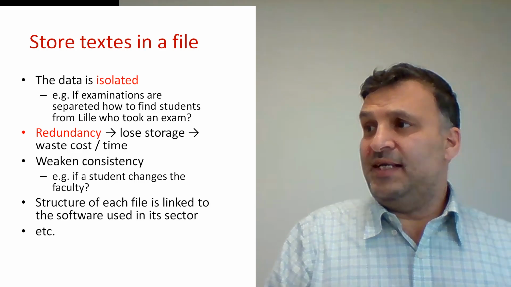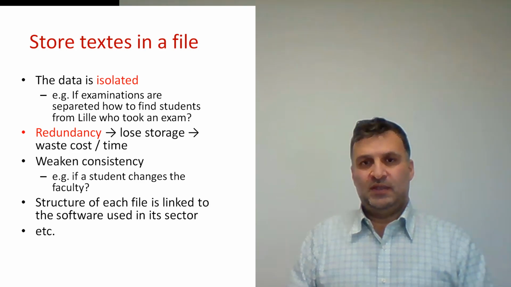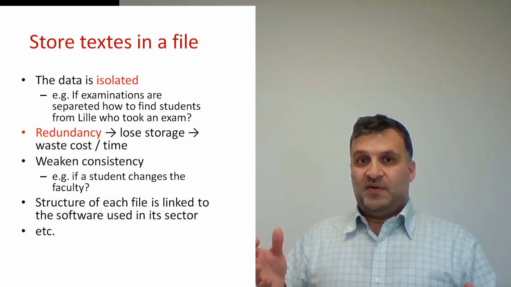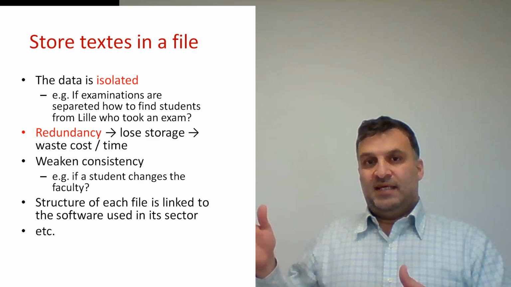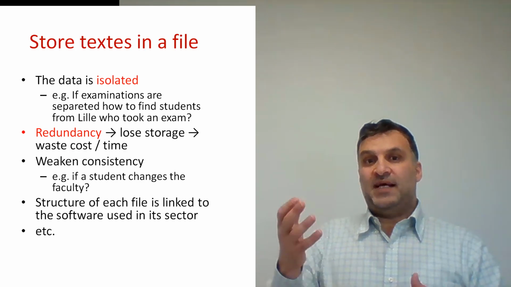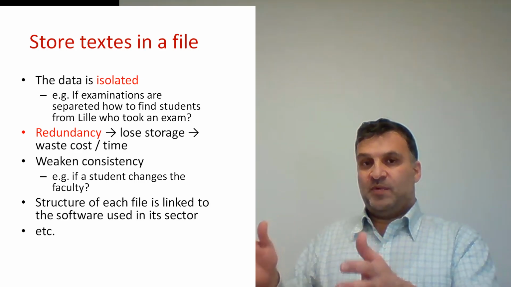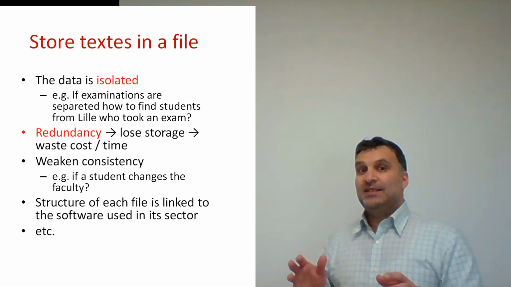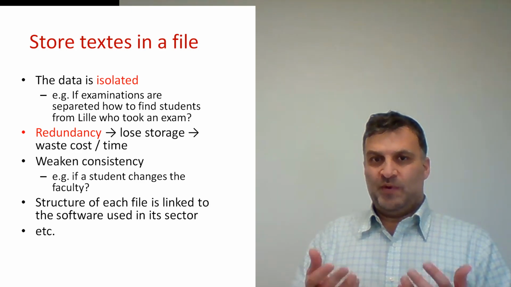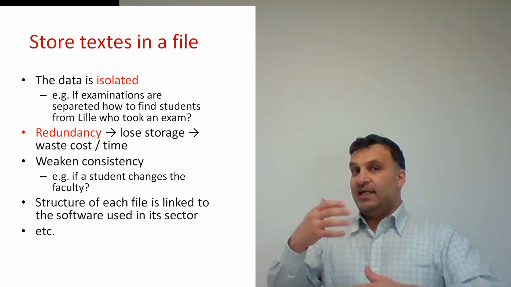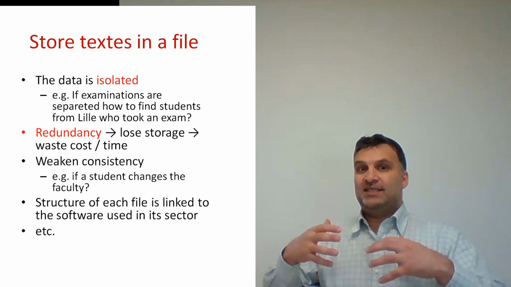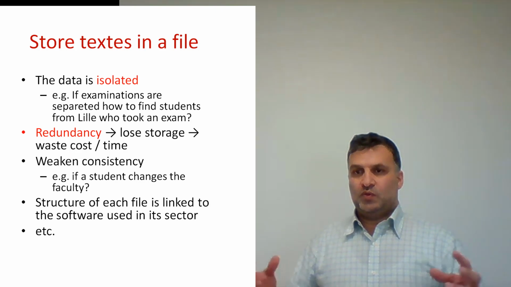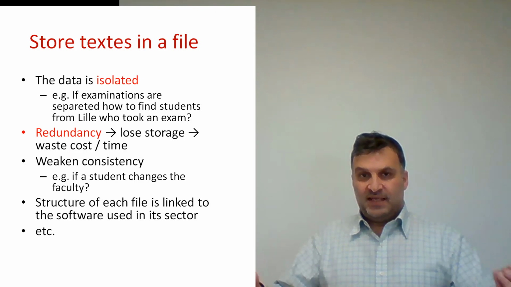The structure of each file is linked to the software used in its sector. If we have different files in different departments, and different enterprises make the information systems for these departments, we will have different types of files. We will not have the same structure of files, so each enterprise will propose its own structure of data. So it will be very difficult to search for data or to find the necessary information.